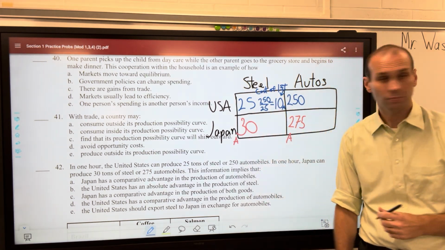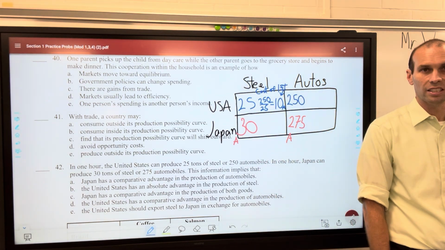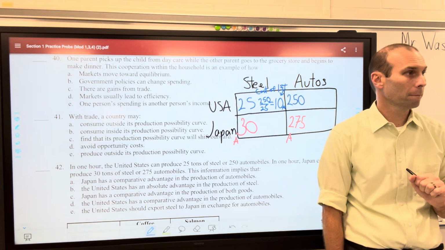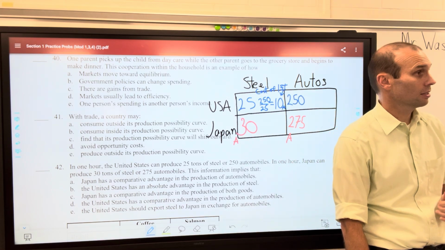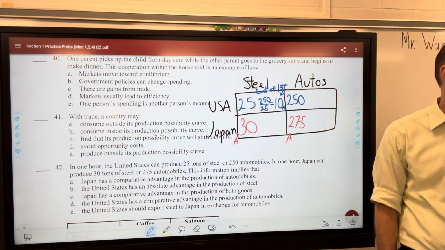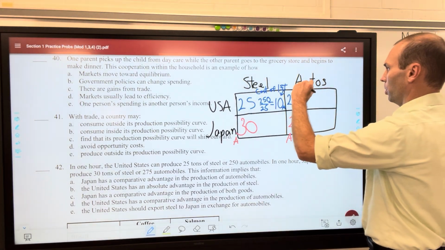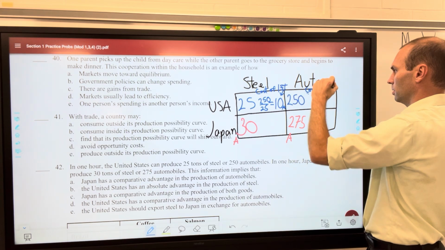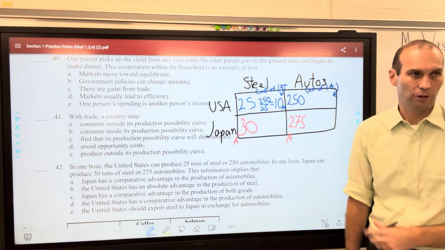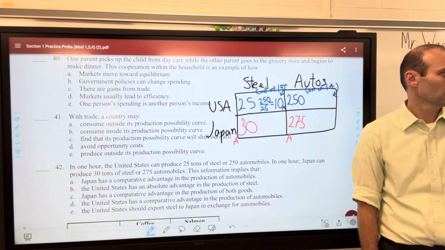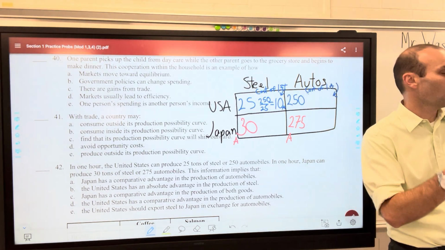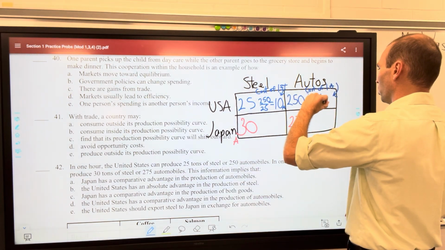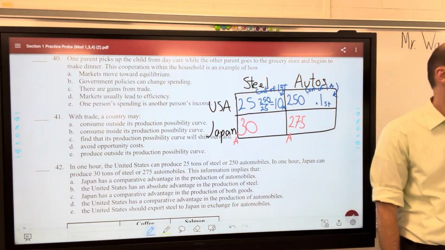10 autos. Does that make sense? So every ton of steel, the US has to give up what? 10 cars. And what do we do over here? If you want to do it right, you put cost of 1 auto. And what do you do to that fraction? Yeah, we're trying to find the cost of an auto. That's our base. It goes on the bottom. You flip the fraction, so it will be 0.1 steel. You guys got it?